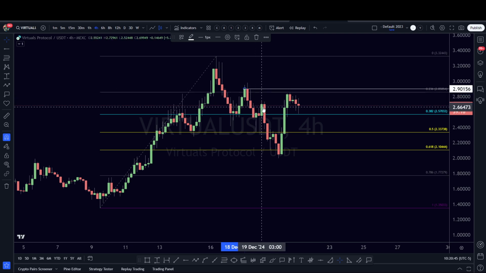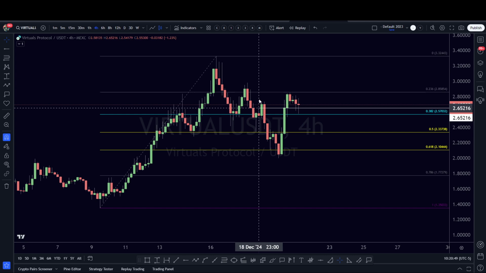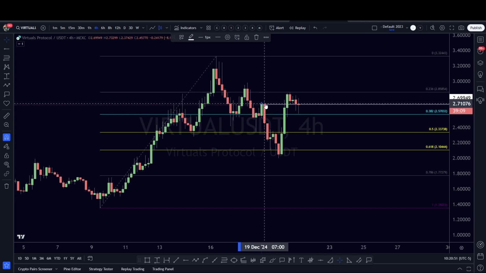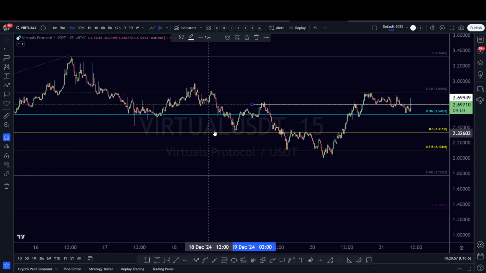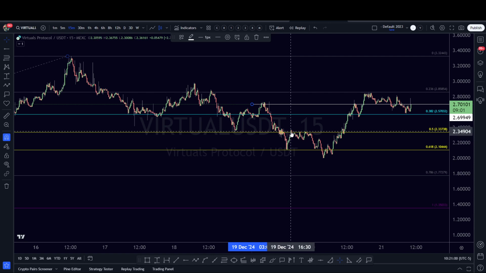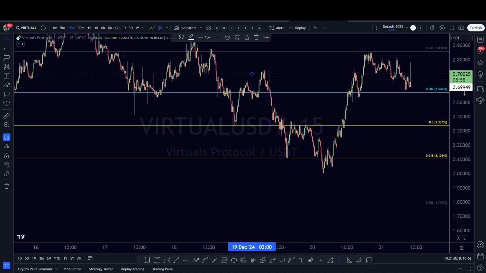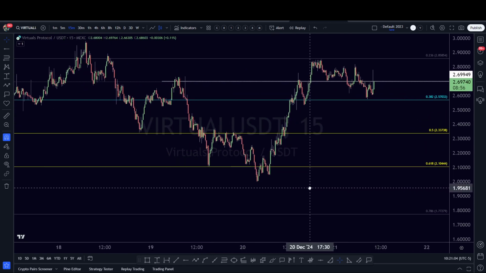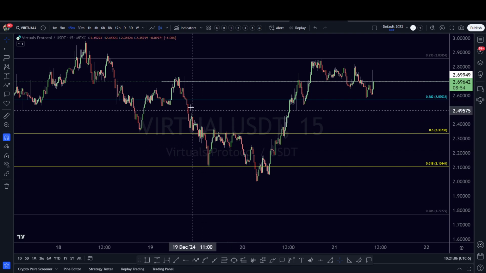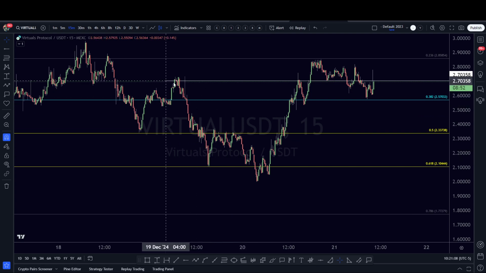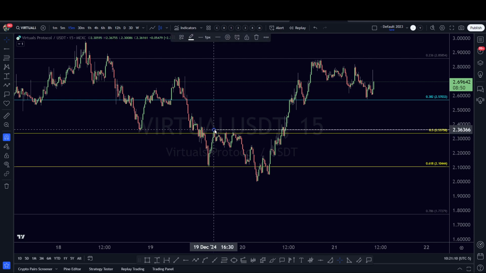Now, the next one is this level. It came down, came up. So now this is our next level that we're looking at for it to break in order for us to enter the trade. Now, the lower time frame you go, the more ups and downs you get. So here you can see up, down, up, down. If you're on a lower time frame and you're seeing this, you're thinking, do I enter? Well, it needs to break this level first.